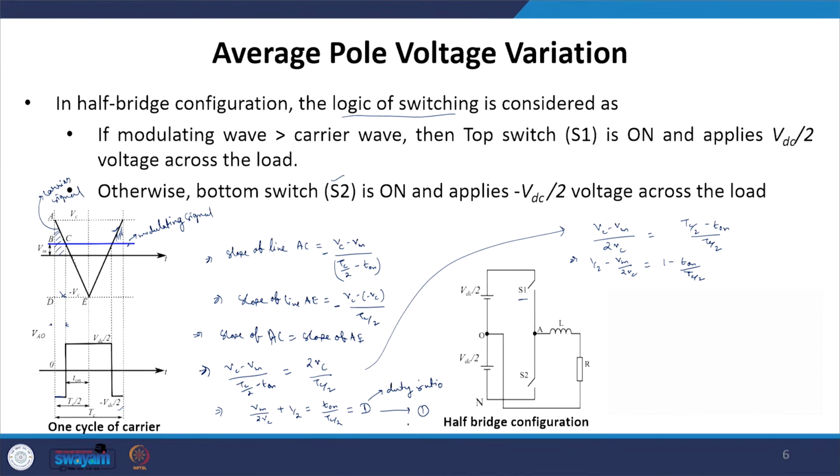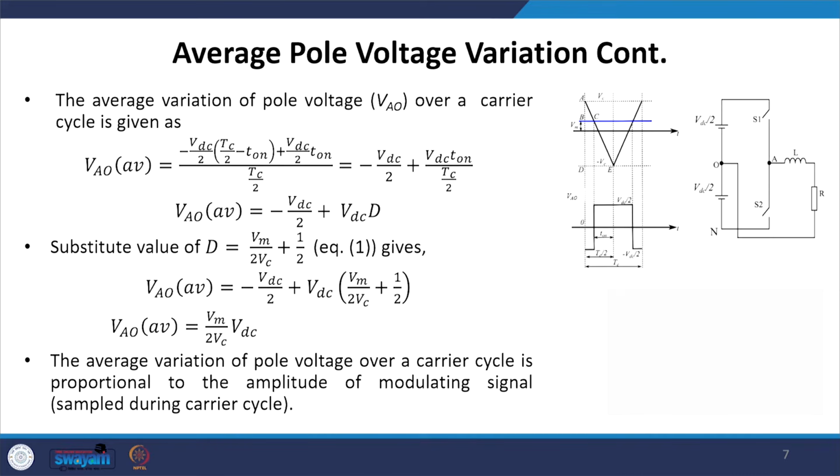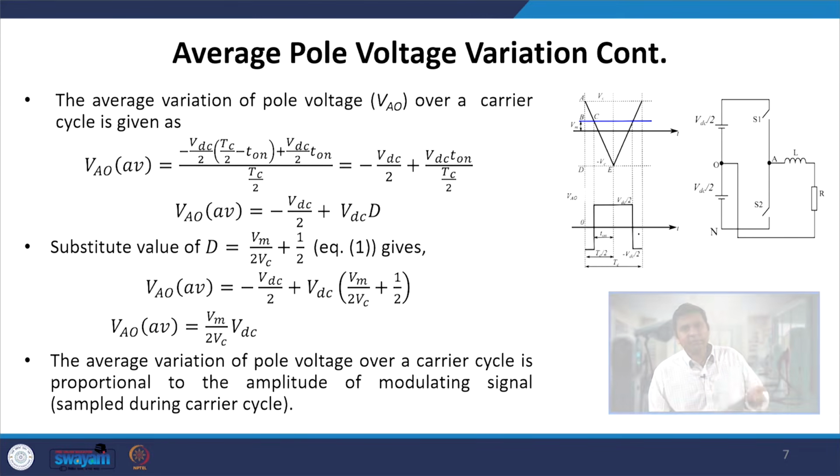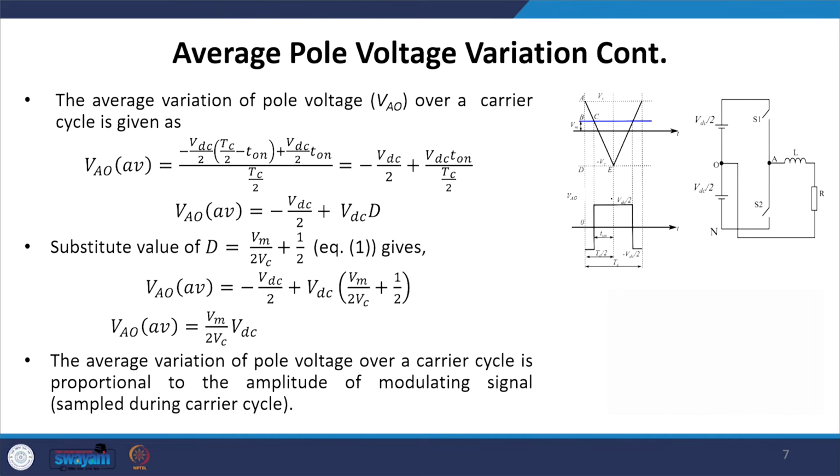Now we can do a simple thing: the average pole voltage variation over a carrier cycle. This is my carrier cycle, Tc. We are applying minus VDC by 2 for Tc by 2 minus T on period, and we are applying VDC by 2 for T on. I mean, if we do it only for Tc by 2, because the other part is also repeating itself, it has a half wave symmetry around Tc by 2. If you look from Tc by 2, this side and this side both have the same variation.